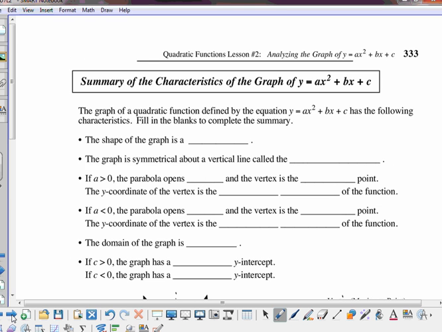So the shape of the graph is what we call what? A parabola. And what other shape can you kind of compare it to? Not a V, a U. It's kind of a U shape, right? So the graph is symmetrical about the vertical line called the, what do we call that line? Axis of symmetry.